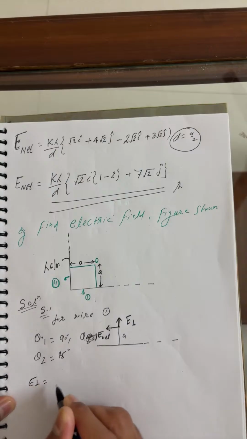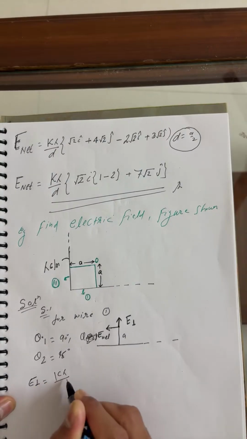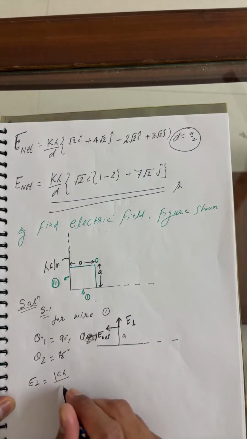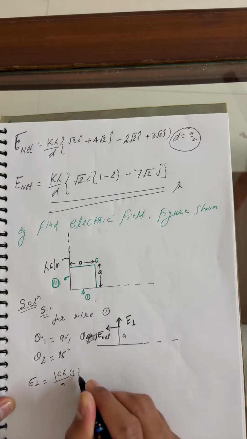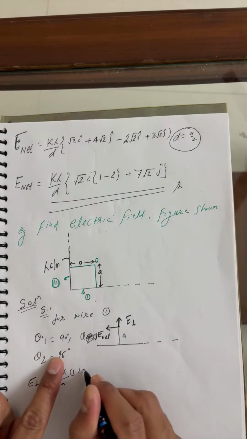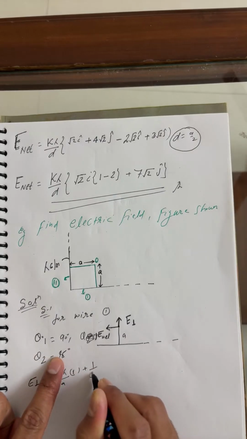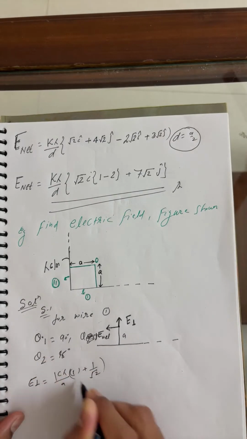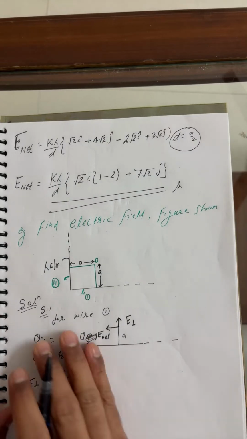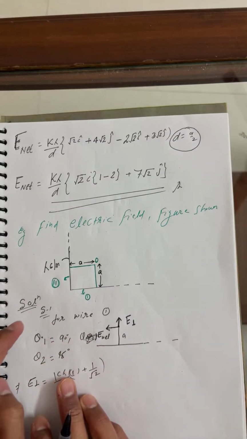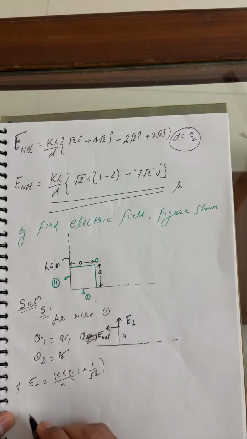So just calculate here. E perpendicular is K lambda by A, sine 90 plus sine 45, which is 1 by root 2. This is E perpendicular for wire 1.